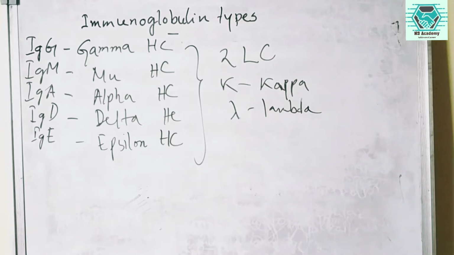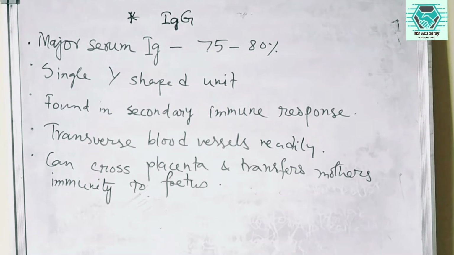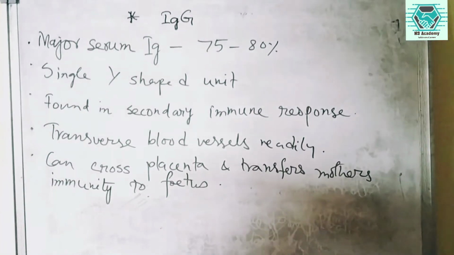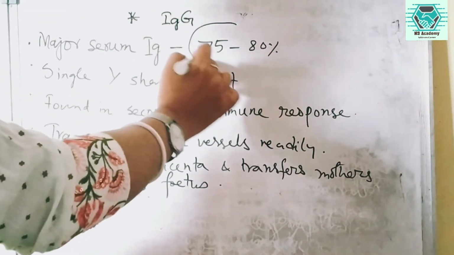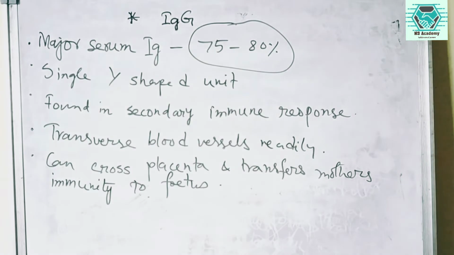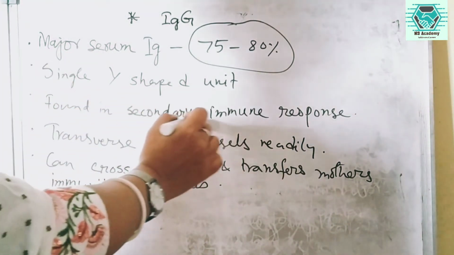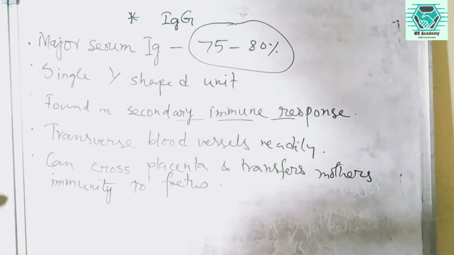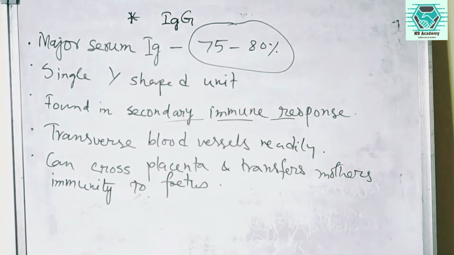Now we move to the types. First of all, IgG. It is the major serum immunoglobulin, making up 75 to 80%, with a single Y-shaped structure. It is found in the secondary immune response, not in the primary, and it traverses the blood vessels readily. This immunoglobulin can cross the placenta and transfer the mother's immunity to the fetus. So the most important immunoglobulin is immunoglobulin G.